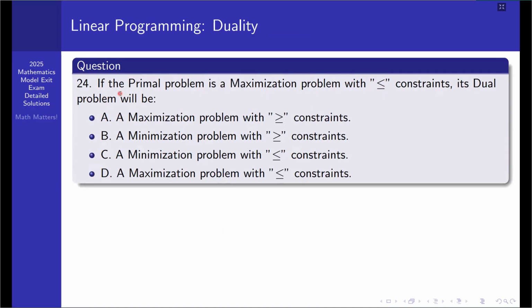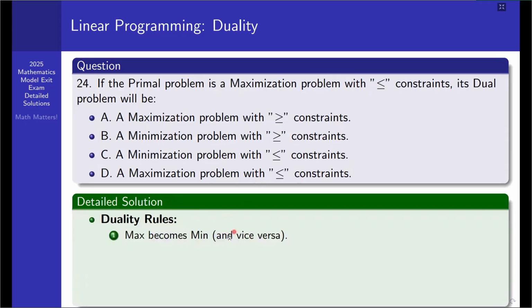If the primal problem is a maximization problem with less than or equal to constraints, its dual problem would be: A, a maximization problem with greater than or equal to constraints; B, a minimization problem with greater than or equal to constraints; C, a minimization problem with less than or equal to constraints; D, a maximization problem with less than or equal to constraints.